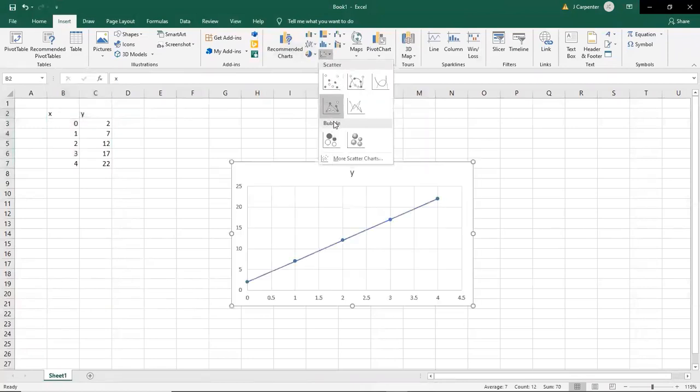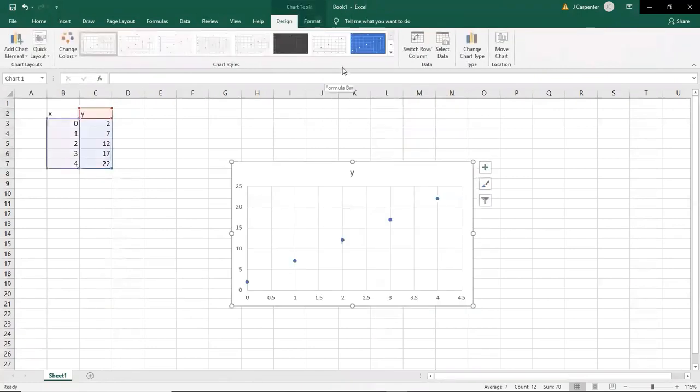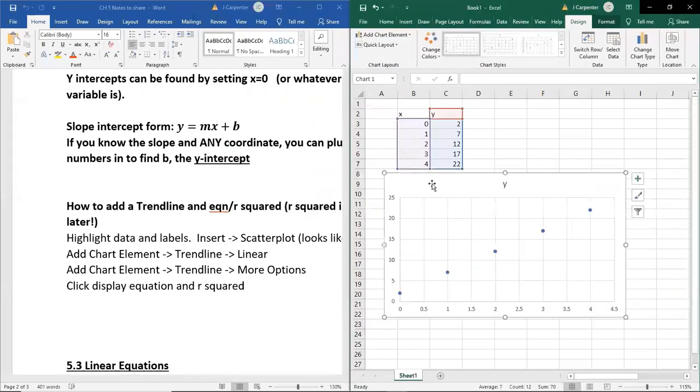You don't want to do any of this weird stuff. And you might say, well, why wouldn't you want the one that's already connected? Because this is going to connect them perfectly, and models don't always connect perfectly, as we'll start noticing. All right, so there we go. We've got our chart, and we just kind of squeeze that over there.